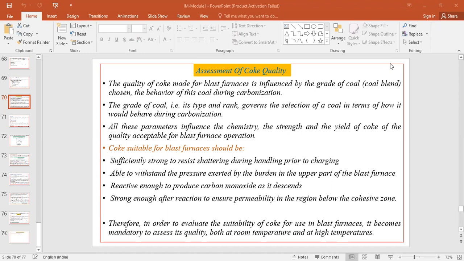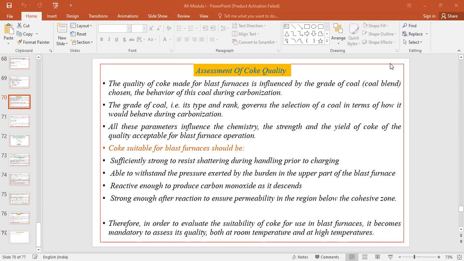As I mentioned previously, all coals are not suitable for the coke making process. Only a few coals undergo physical changes along with chemical changes. So those coals only we can subject to the coke making process. The coke which is suitable for blast furnace operation should have some peculiar properties.